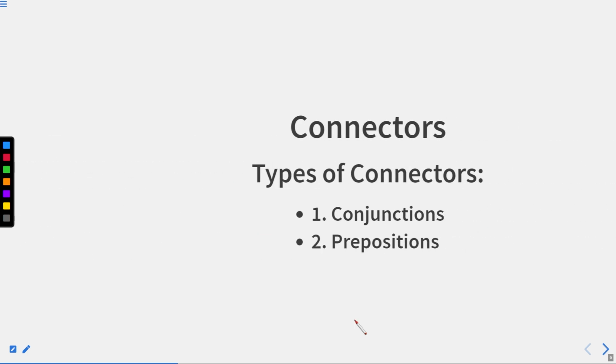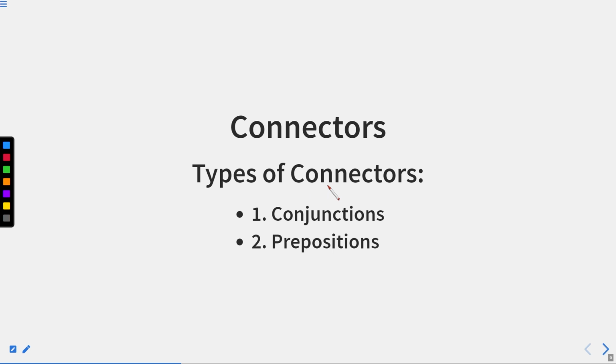Now let us move to the next page. Connectors. Now we'll read types of connectors over here. So now we'll discuss types of connectors.